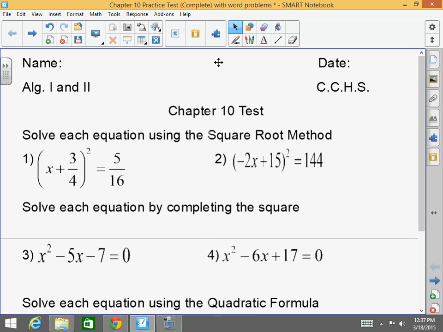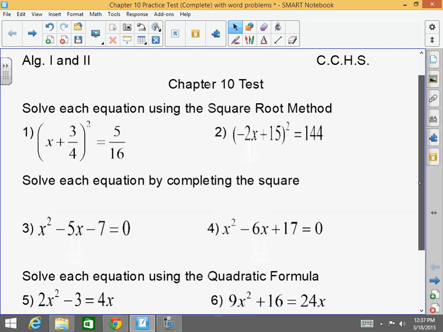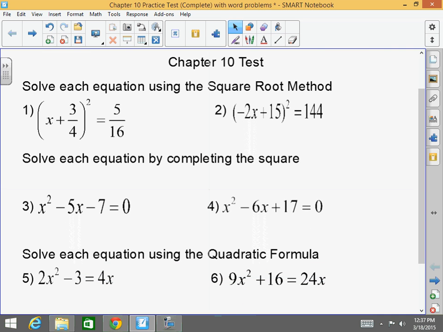Today we are going to complete the practice test together. I'm going to go one by one. If you have any questions, please stop me. Please don't just cheat. In other words, don't just do what I'm doing on the board. Do the problem while I'm doing it on the board. Then check to see if you did it correctly or not.